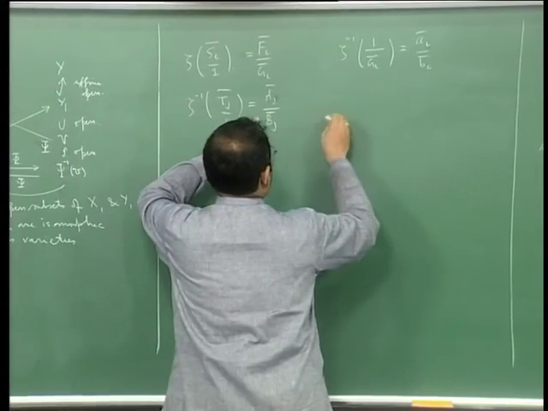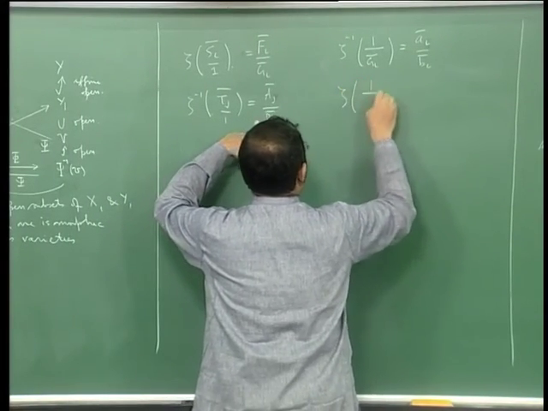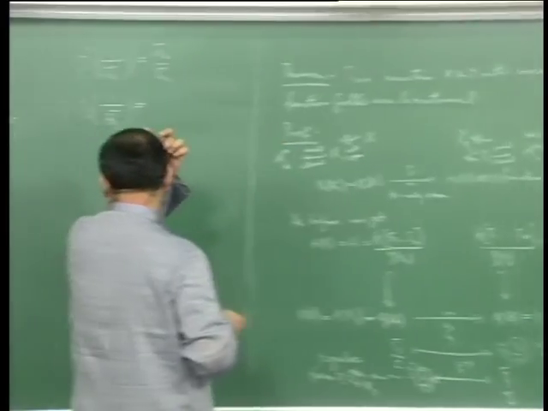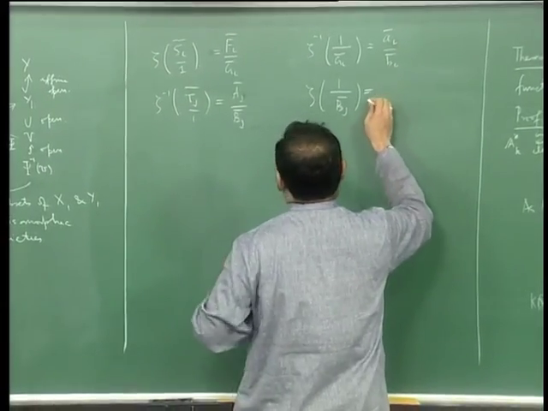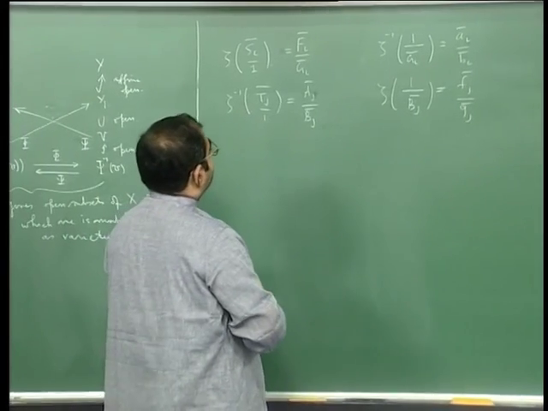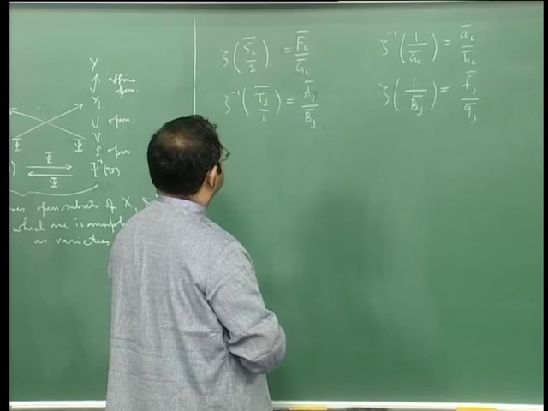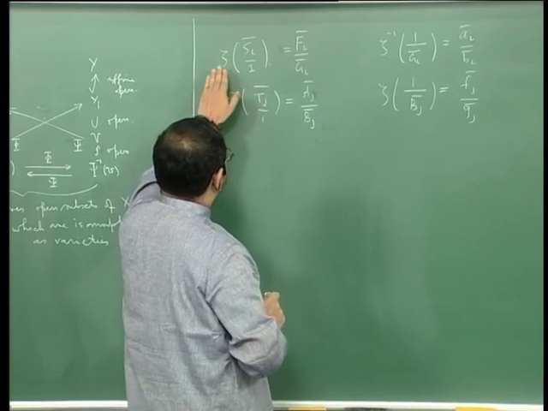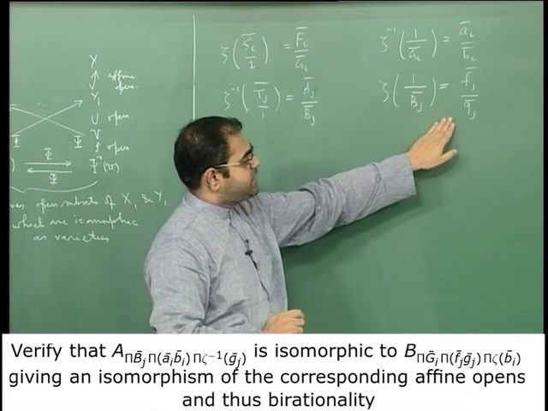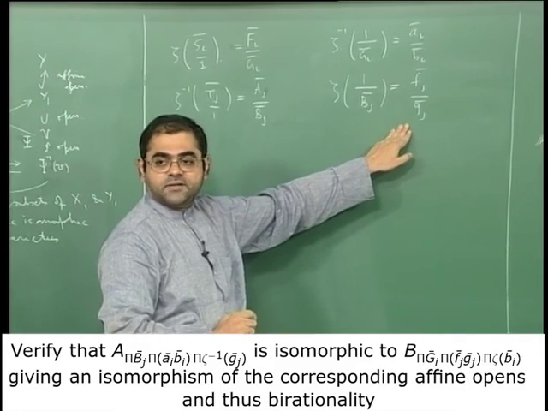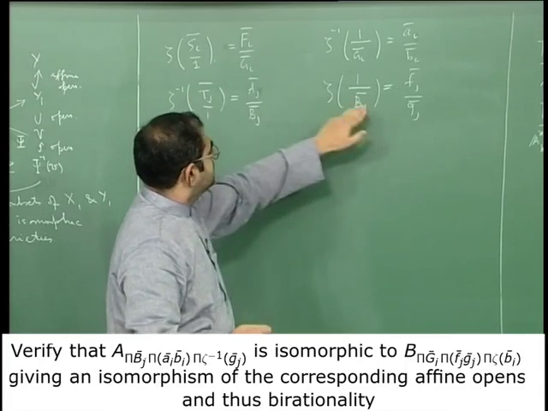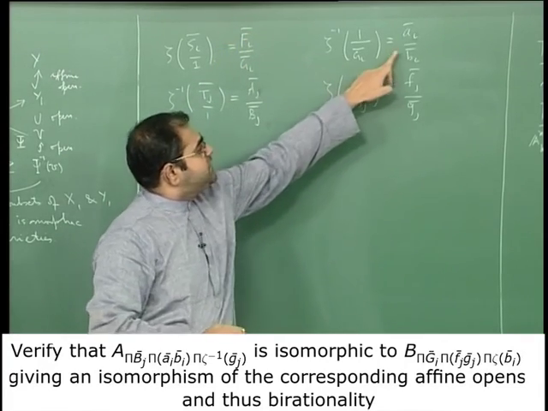And if I apply zeta to 1 by b_j bar, that is going to go to some small f_j bar by small g_j bar. And now what one has to do is that whenever I have applied zeta, I am on the side of B, working with the t bars, and whenever I have applied zeta inverse, I am working with the s bars. So these two are connected with the t bars, and these two are connected with the s bars.